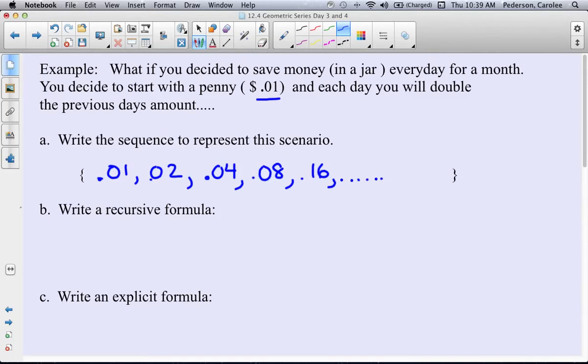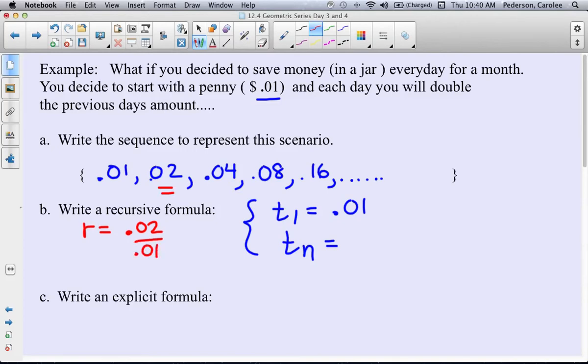Part B, write a recursive formula for this scenario. So remember, the recursive formula starts with term 1. Term 1 is 1 cent. Then T sub n equals, and we need to find out what the common ratio is. So the common ratio is taking any term, so I'm going to start with term 2, and divide it by term 1. And 2 over 1 is 2, so we are doubling that amount. So now we say 2, and then T sub n minus 1.